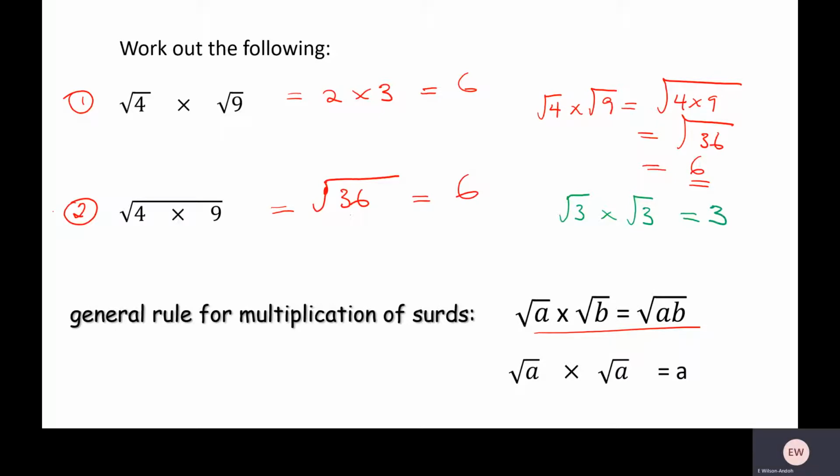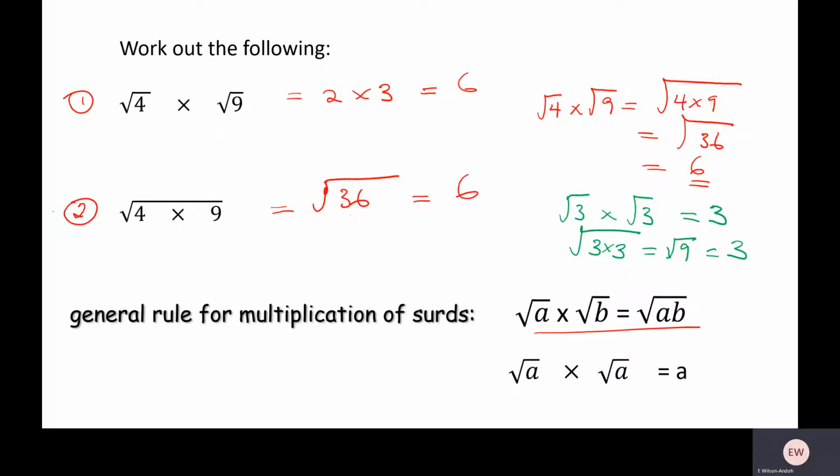And how do we prove that? When we use the general rule, square root 3 times square root 3 will give us square root of 3 times 3, and this is equal to root 9. And 9 is a square number, so square root of 9 will give us 3. So when we have two surds multiplying, and the numbers in each square root are the same, then the answer is equal to the number.